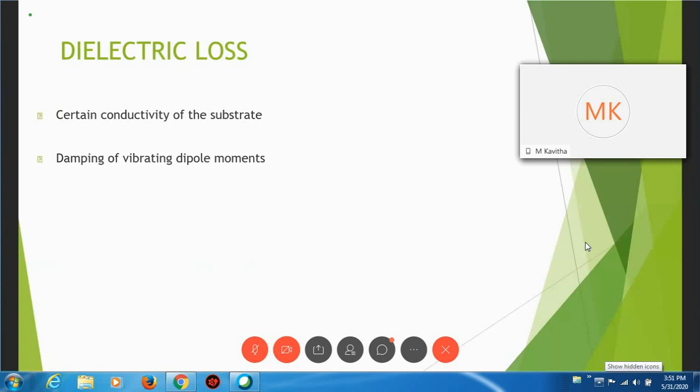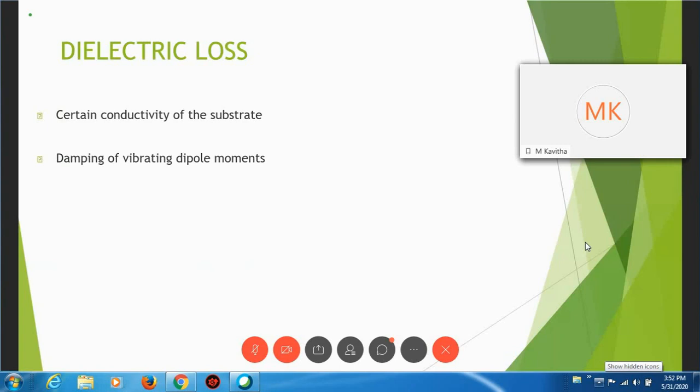So this applied electric field makes the charges move, and it causes a polarization with respect to the electric field. Polarization, we know, also creates an electric field, right? So due to the polarization, the charged particles move from one place to another place. So it causes an additional electric field. Due to this additional electric field, we will be getting some losses. This loss is called the dielectric loss.